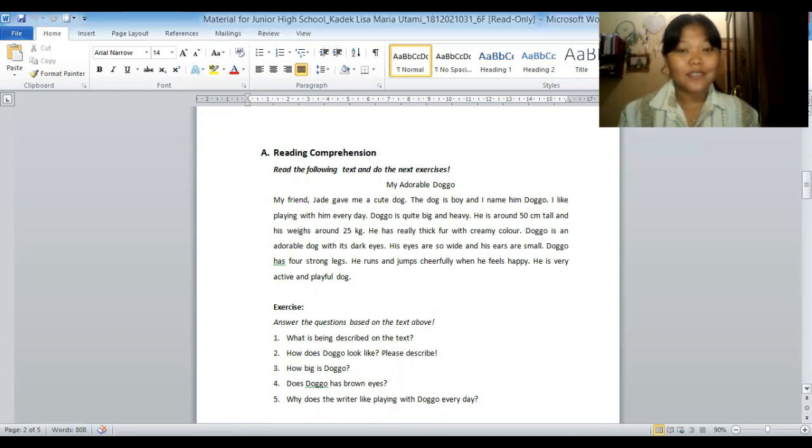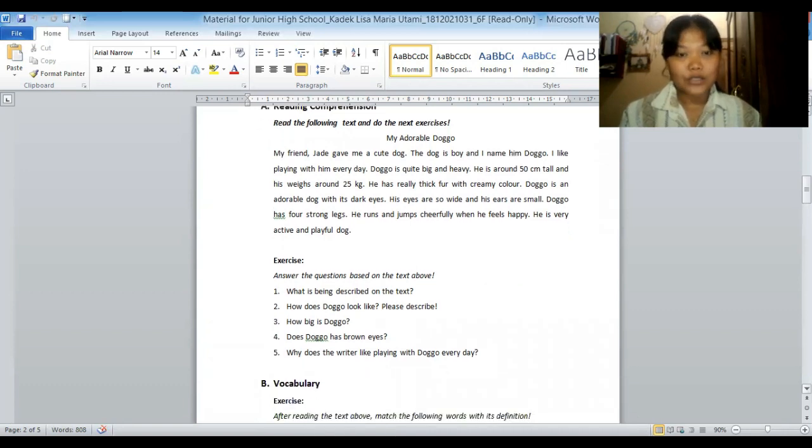related to the text, which test their comprehension level of the reading text. That's for the first skill, which is reading.